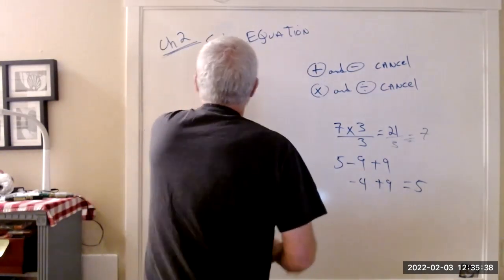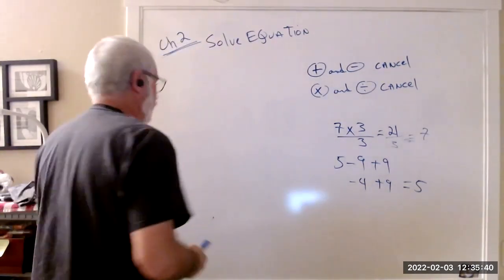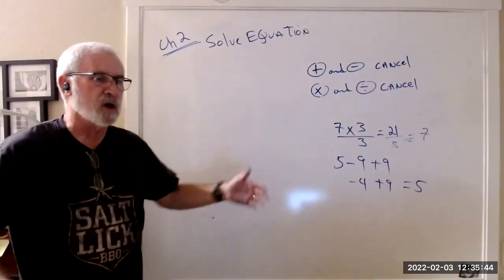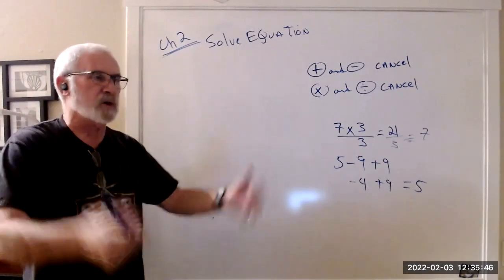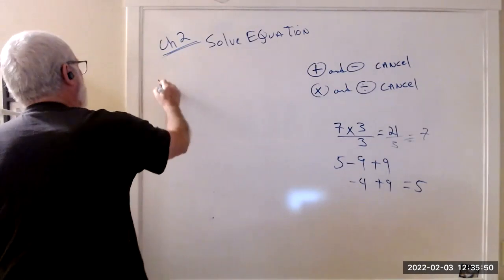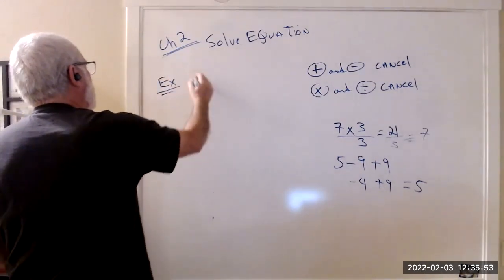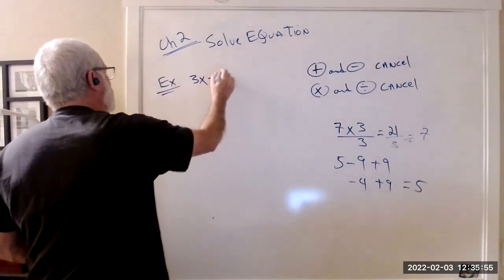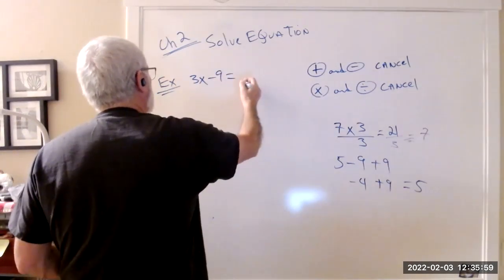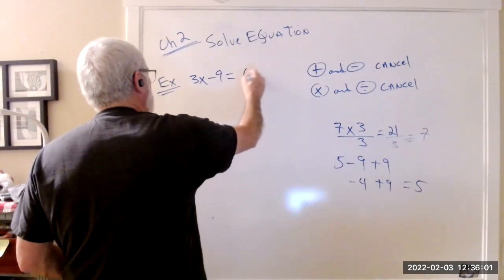The problems in MOM all kind of run together. So I can't tell you this is chapter 2.1 and 2.2. They all just kind of run into each other. They're all doing the same thing over and over. But let's take a problem, for example, like 3x minus 9 equals, I guess I'll be nice to you today, 6.